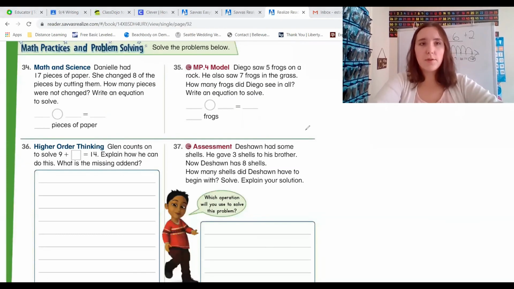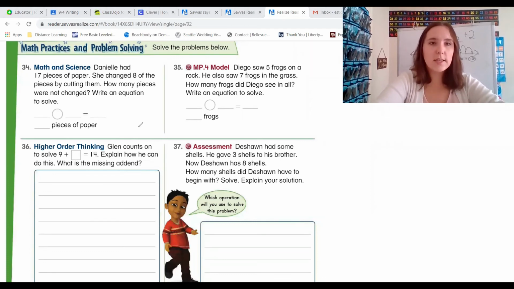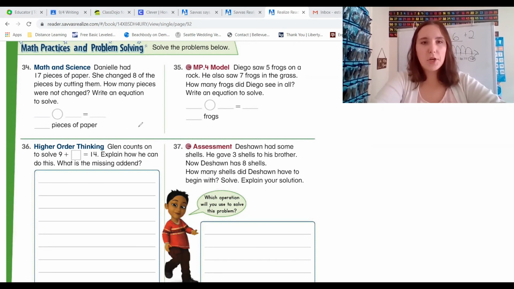Okay, let's do number 34 together. It says Danielle had 17 pieces of paper. She changed 8 of the pieces by cutting them. How many pieces were not changed? Write an equation to solve. Okay, so what we're going to do is we're going to take our total number of pieces of paper, and I'm going to put this as our first number. Now, she changed 8 of the pieces. If we want to find out how many were not changed, we're going to do a subtraction fact. So 17 minus 8.